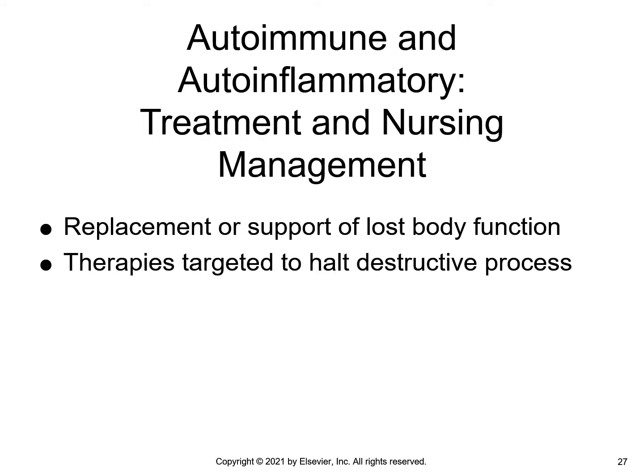The treatment for autoimmune and autoinflammatory diseases falls into two categories. One is replacement or support of the lost or ineffective body function. Two, therapies targeted to halt the destructive process. The goal of physical, occupational, speech, or even psychological therapeutic interventions is to help the patient learn how to effectively deal with the disorder and be able to function at the highest achievable level for as long as potentially possible.